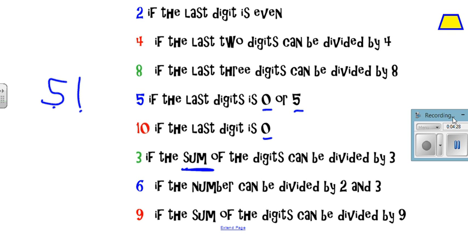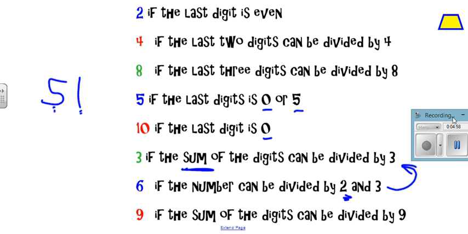Right? If the number can be divided by 2 and 3, so it has to be an even number. That's what's going to make it divisible by 2. And then it has to follow this rule right here to be divisible by 3. And finally, you have number 9, if the sum of the digits can be divided by 9. Right? And so this goes into adding up your digits again, just like we did for the 3, but this time we want to divide by 9.